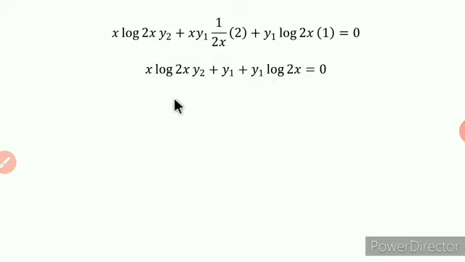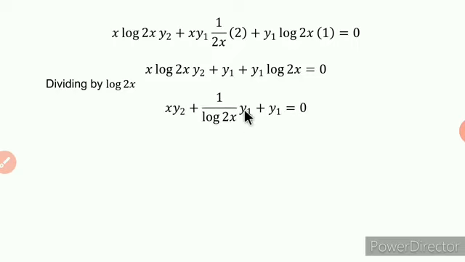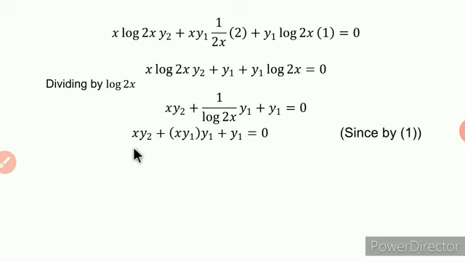Now dividing by log 2x, here we get x y2 plus y1 plus y1 upon log 2x is equal to 0. Now from relation number 1, the value for 1 upon log 2x is x y1. Put that value here, we get x y2 plus x y1 into y1 plus y1 is equal to 0. Now taking y1 as a common factor from the last two terms, hence we get x y2 plus y1 into (1 plus x y1) is equal to 0. This we have to prove.